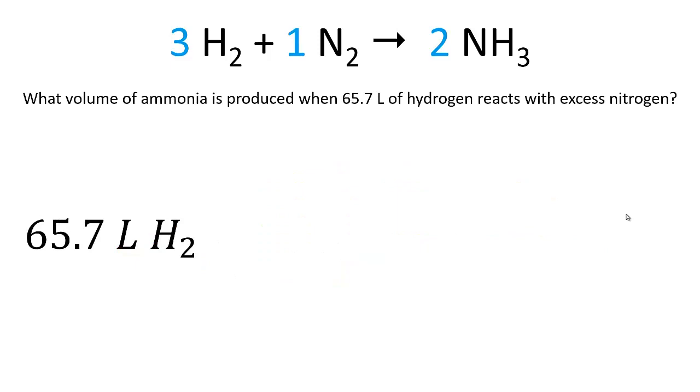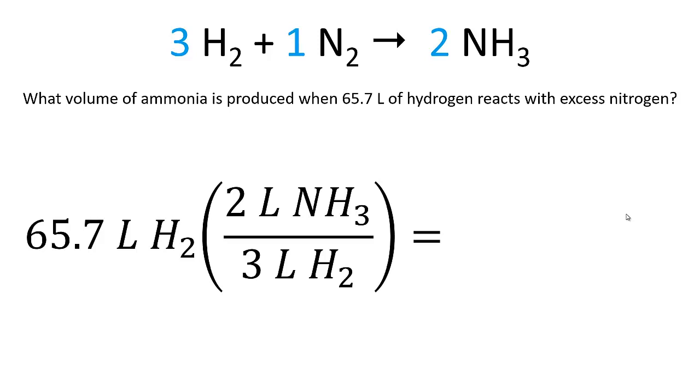Alright, let's do another one. In this case, we're starting out with 65 liters of hydrogen. I want you to try it on your own. You're trying to convert liters of hydrogen to volume of ammonia, so liters of ammonia. So try it on your own. Set up a conversion factor. What do you need to put on the bottom of the conversion factor? What do you need to put on the top of the conversion factor? And then do the math.